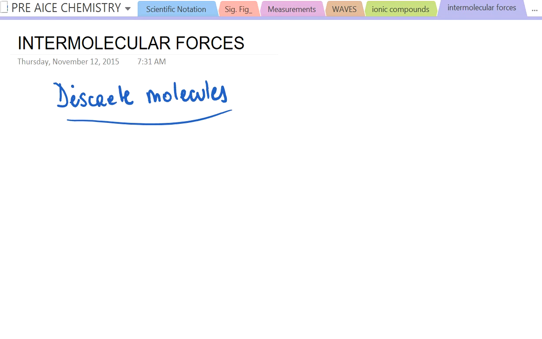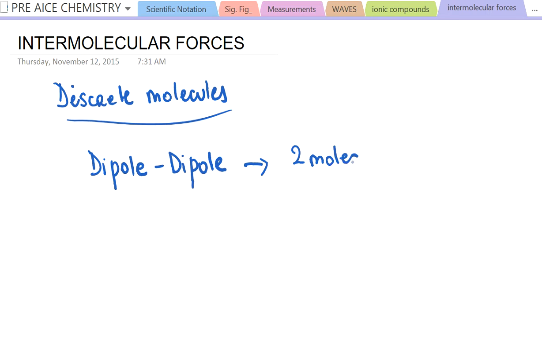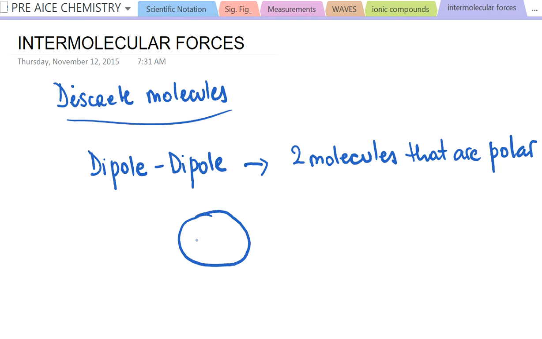And the simplest one is the dipole-dipole interaction. Okay? That is going to be present when you have two molecules that are polar. In other words, let's pretend that I have here hydrogen chloride and I have here hydrogen chloride.